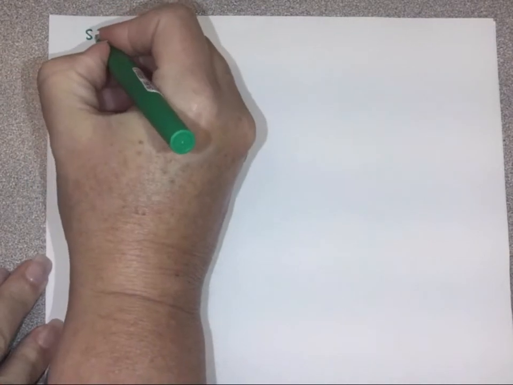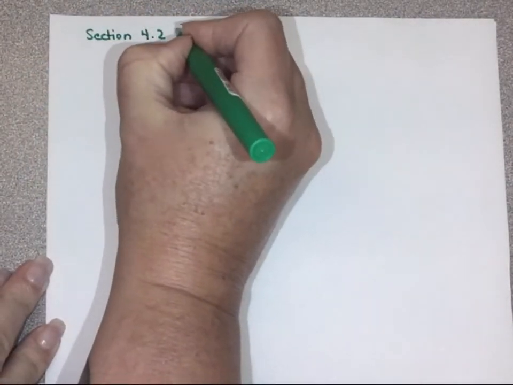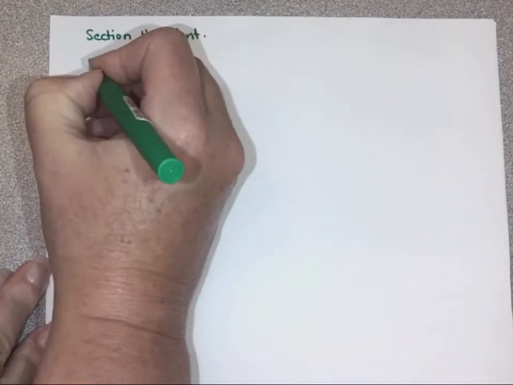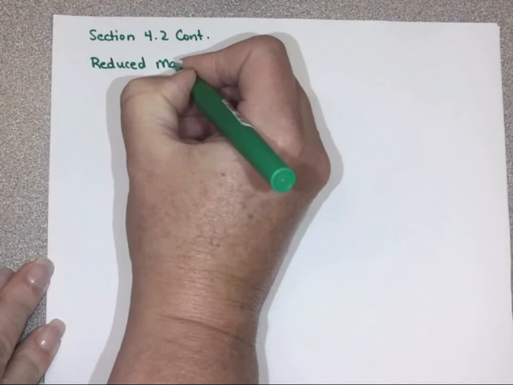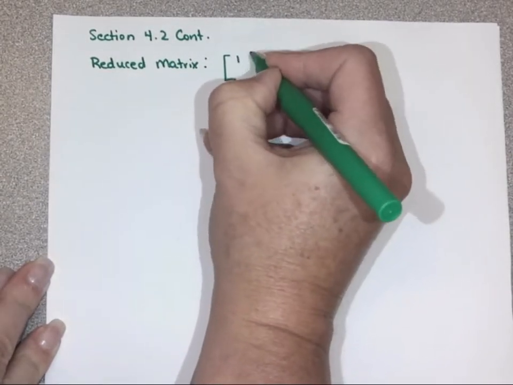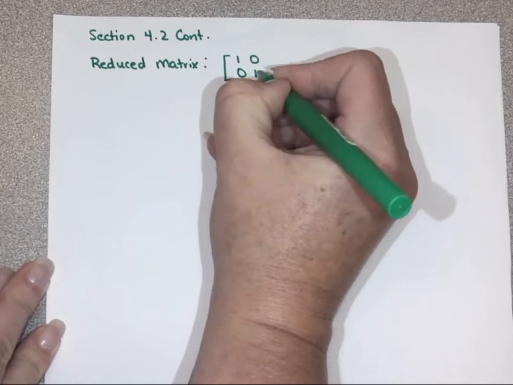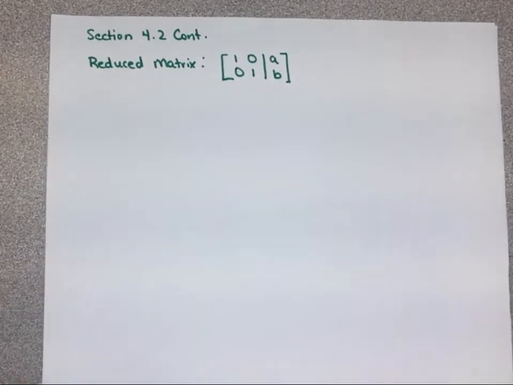Hopefully you remember what a reduced matrix looks like. So let me jot that down just to make sure we remember. Our reduced two-variable augmented matrix always looks like this: 1, 0, 0, 1. Remember, the ones are always in a diagonal and the zeros fill up every other spot.